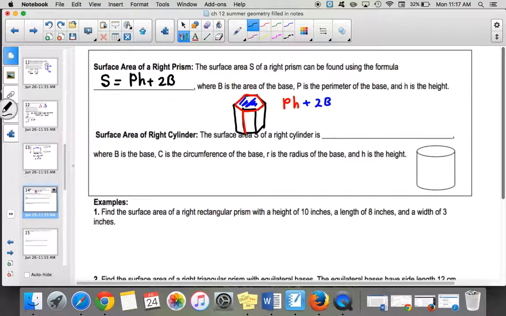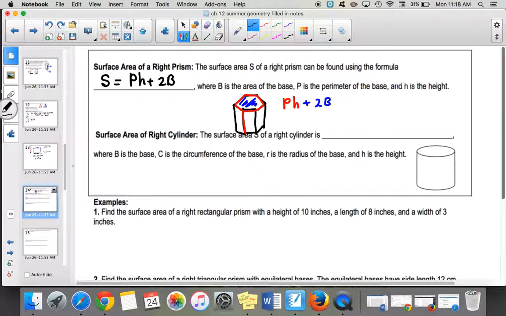So again, you can break it into its pieces, front, back, right, left, top, bottom. But look at this one, look how many pieces there are. There's 6 that go around the side, so you would have to find all 6 of those, add them together, and then you have to find the 2 bases. Okay, so this is a faster way of doing that. P times H plus 2 times B.